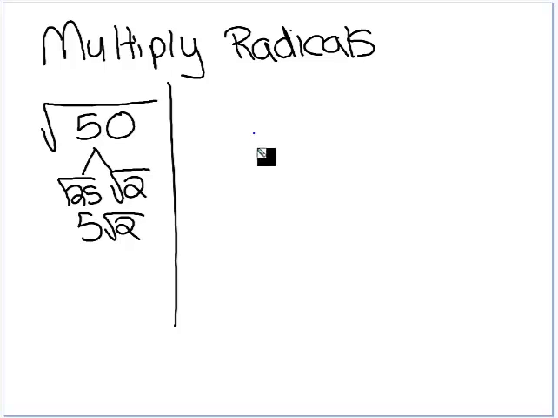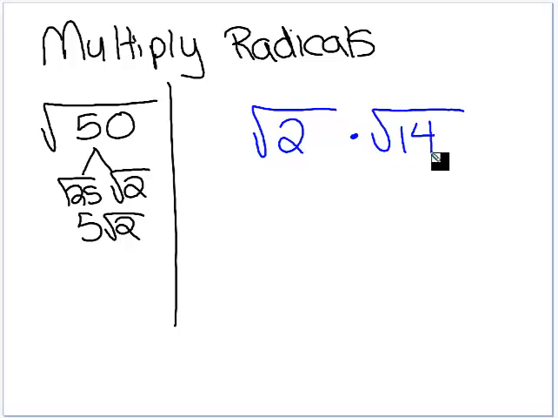Our problems are now going to look like the square root of 2 times the square root of 14. How we're going to solve these is we're going to combine them. So we're going to take 2 times 14. What is 2 times 14? 28. We put the 28 underneath the radical. And now we just need to simplify this. So now this is just like the square root of 50 problem. We take the square root of 28 and we want to simplify it.